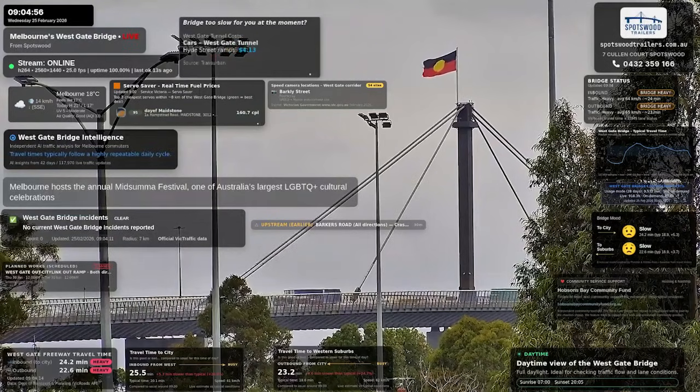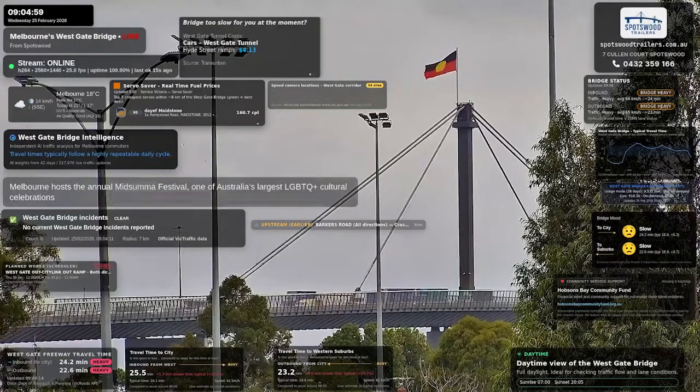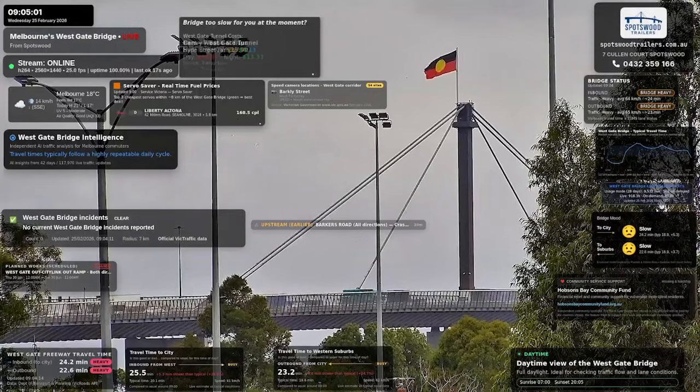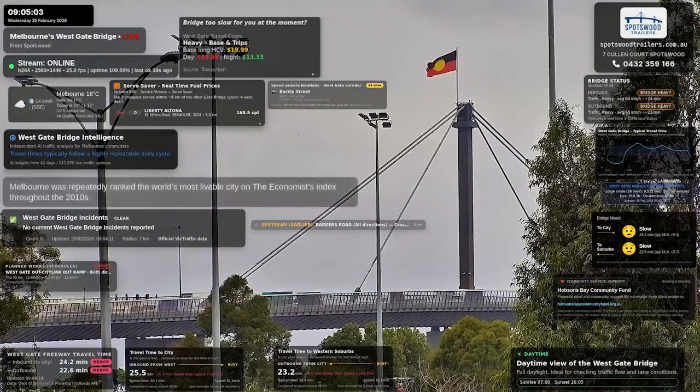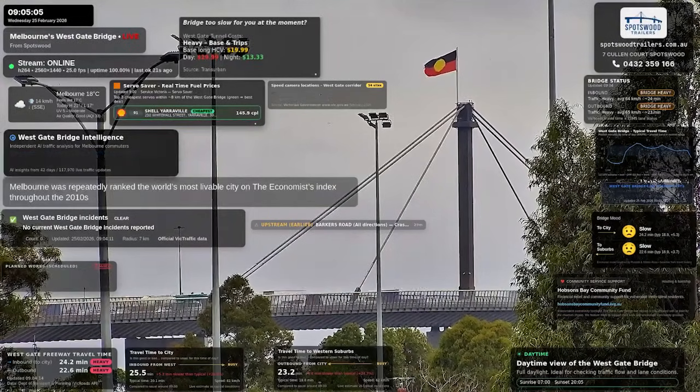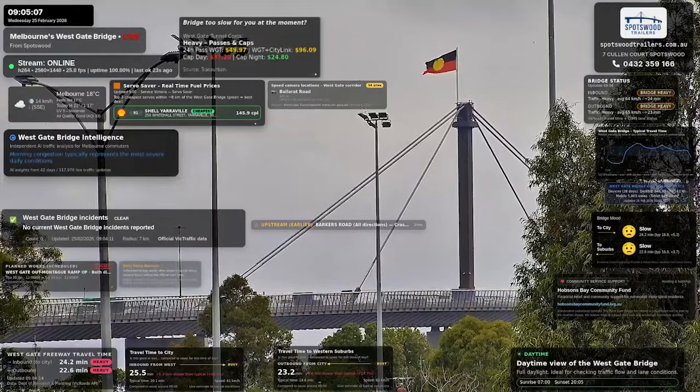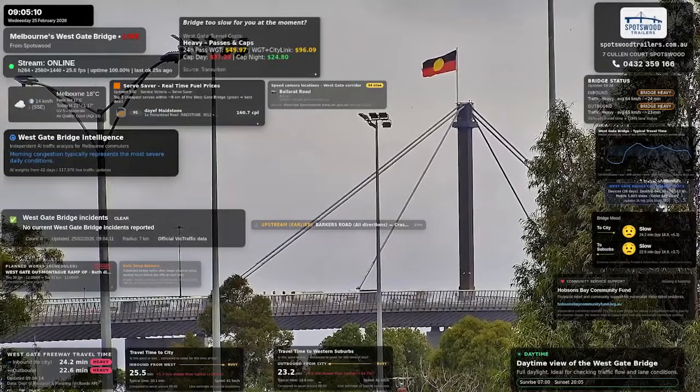There is the Melbourne marketing text. An important overlay. It talks about Melbourne, what we all know and love about Melbourne. Lots of stuff in the Melbourne marketing text about this city that we all know and love.